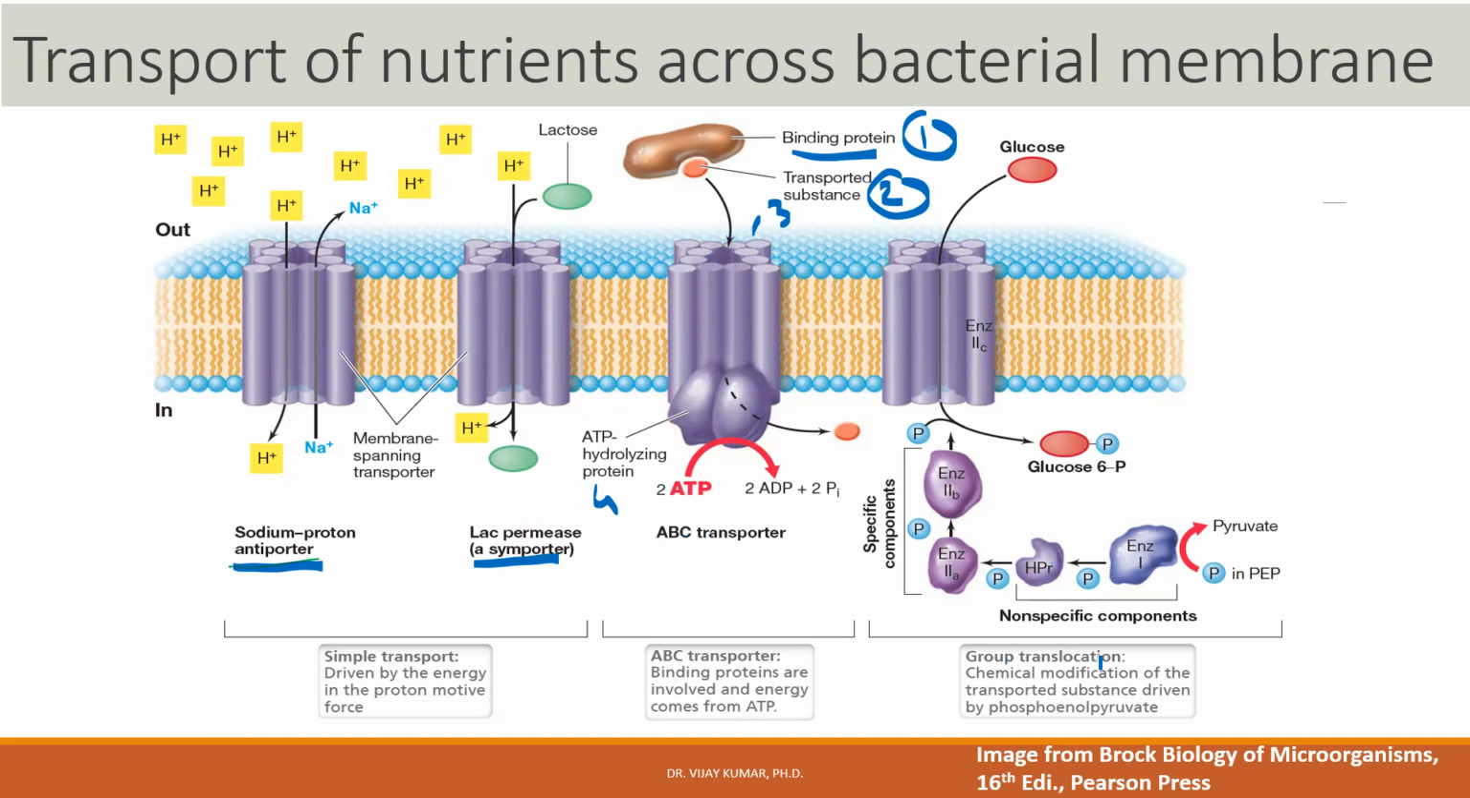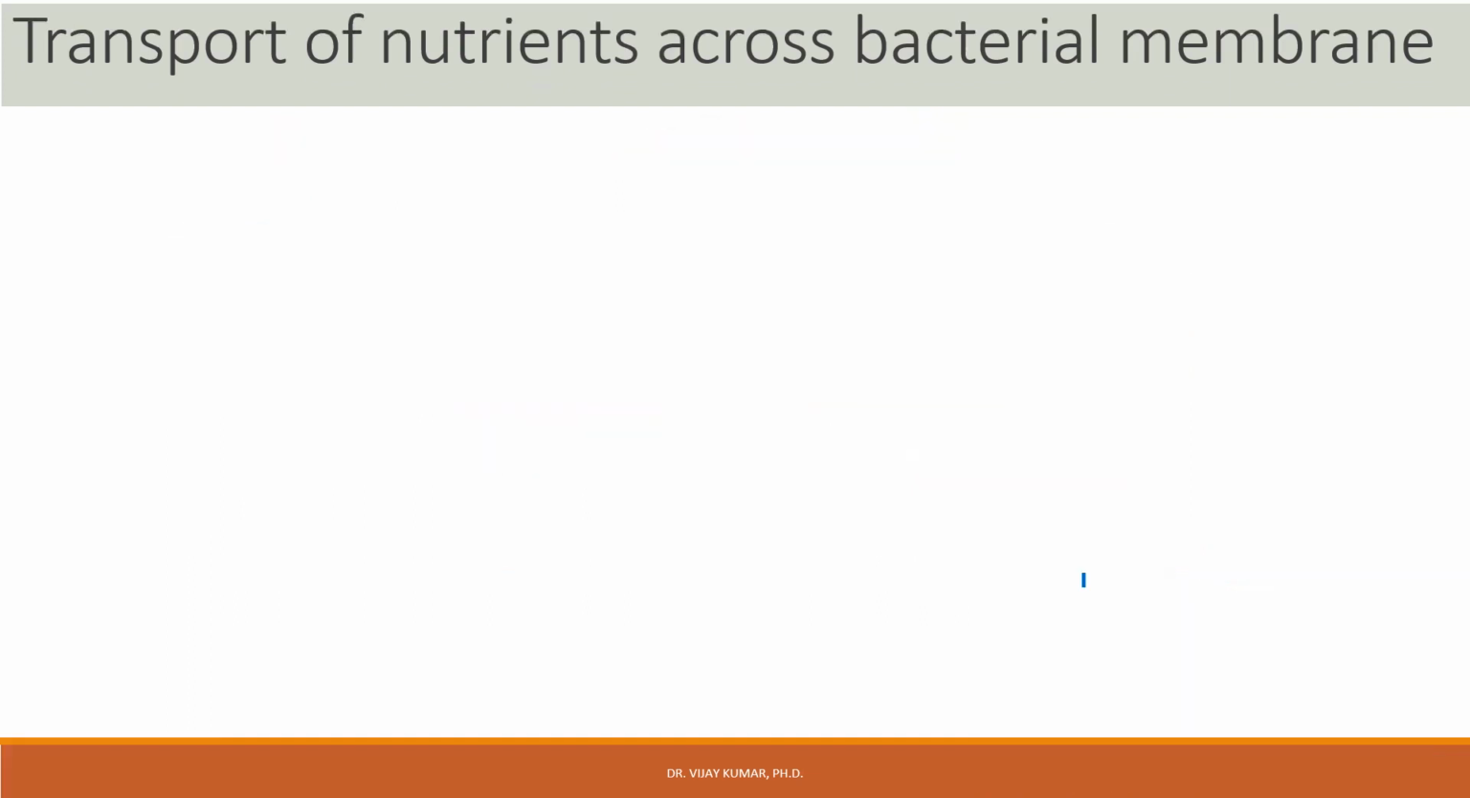Then we have the group translocation, where more than one enzyme is required. Chemical modification of the transported substance is driven by phosphoenolpyruvate in this example, and there are many other examples. You can see here enzyme 1, enzyme 2, and HPr. These are the components inside. Then this is membrane bound, the transmembrane enzyme 2C. This is how the transportation takes place. We will discuss it later on.